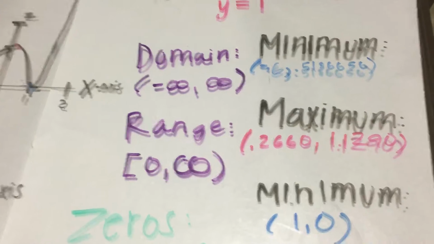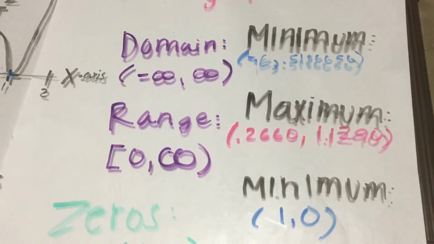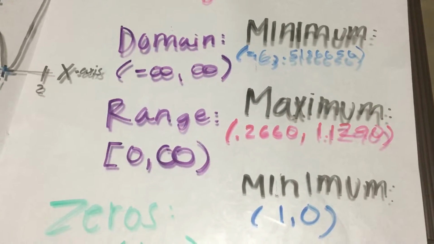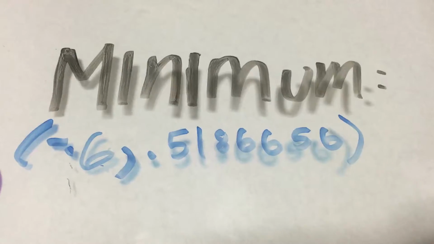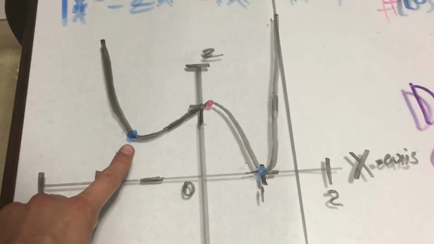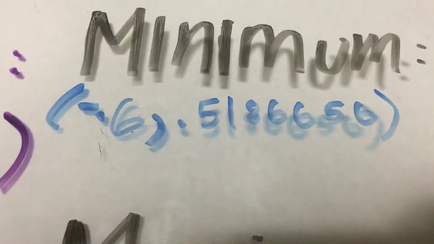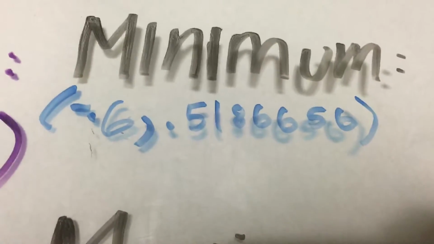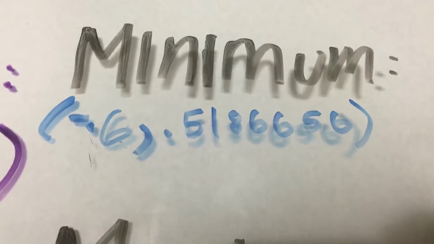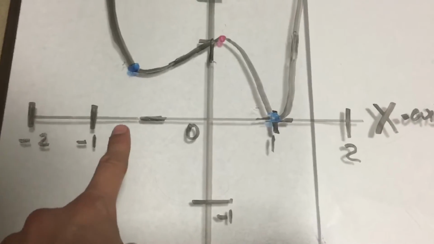Minimum and maximum. I had 2 minimums and 1 maximum in this graphed polynomial equation. My first minimum on the left was negative 0.6, comma, 0.518665. Negative 0.6, comma, 0.5.